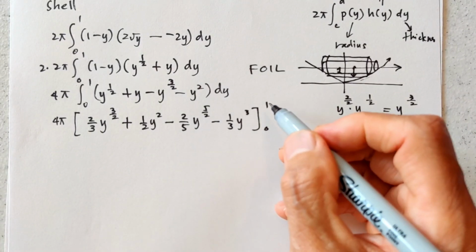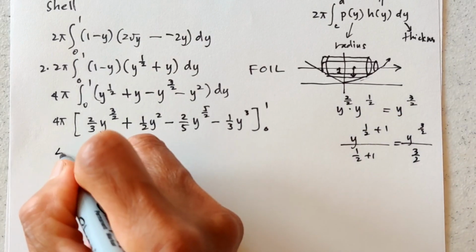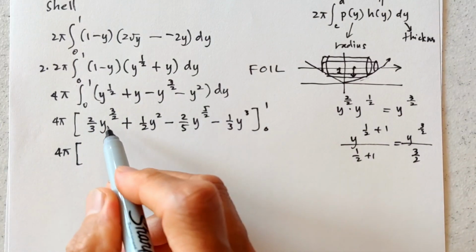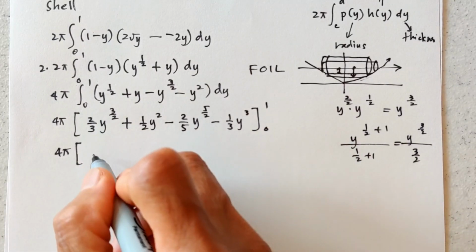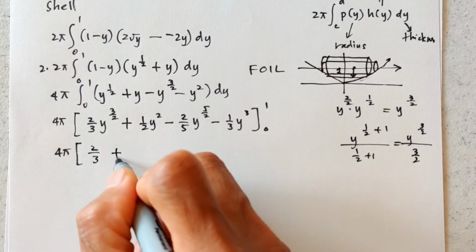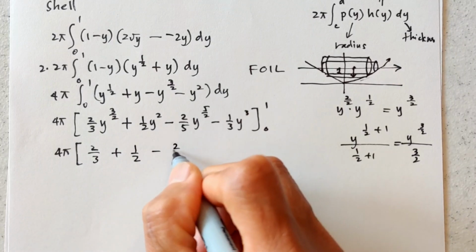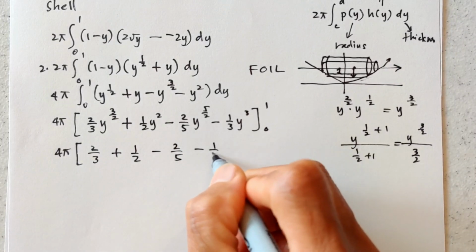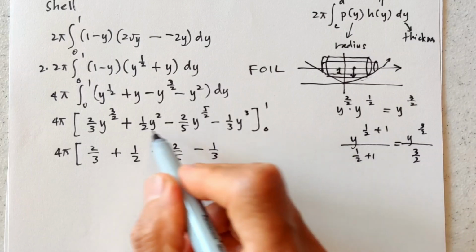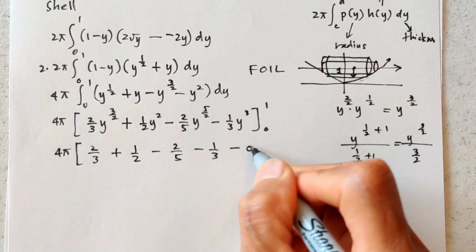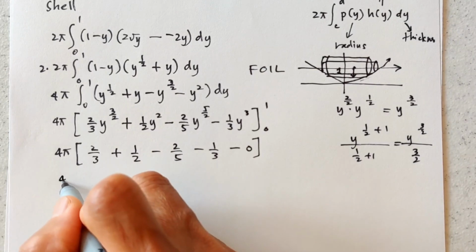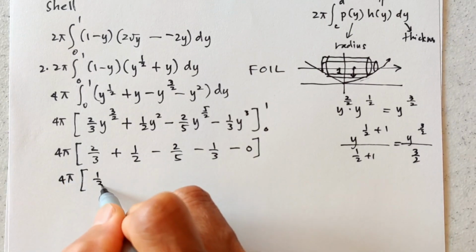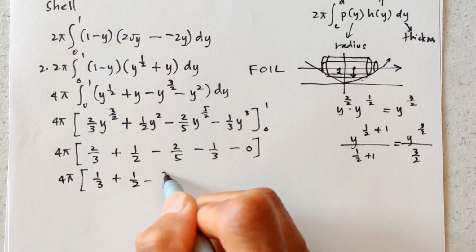Now all we will do is plug in 1 for y. Now every time we raise 1 to some power, the value will always be 1. So this whole thing simply becomes 2/3 plus 1/2 minus 2/5 minus 1/3. And if I replace y by 0, the whole thing will be 0. We can combine 2/3 and 1/3. That will give me 1/3 plus 1/2 minus 2/5.